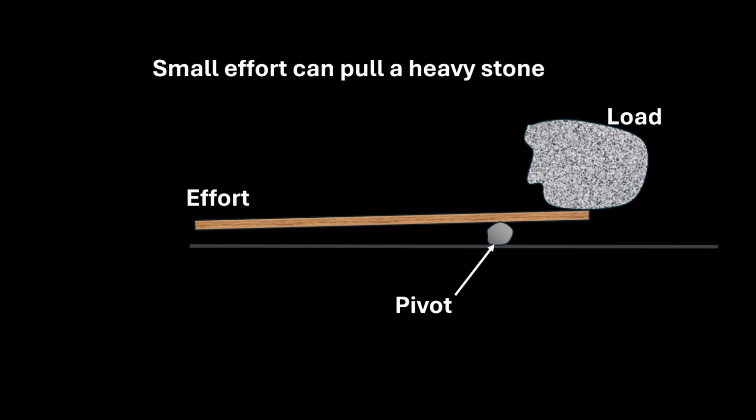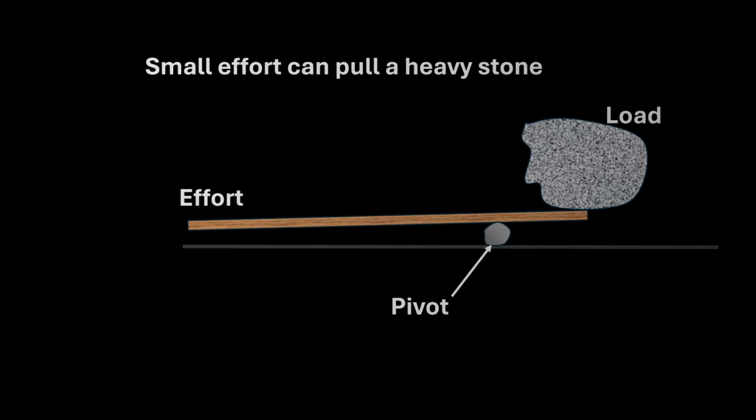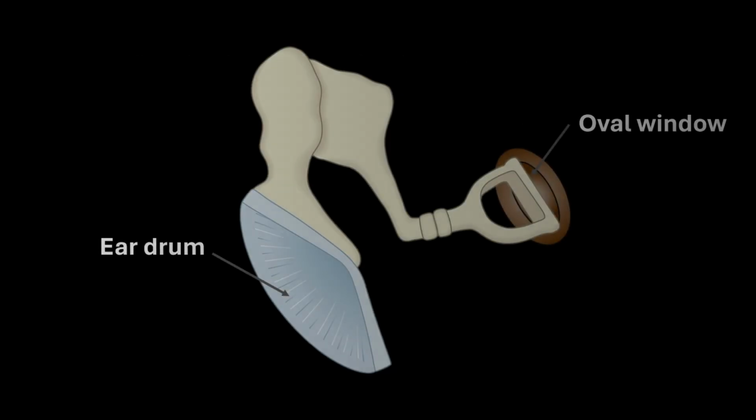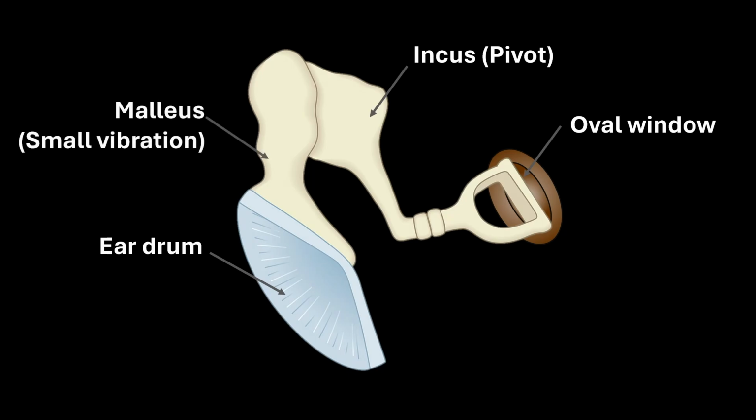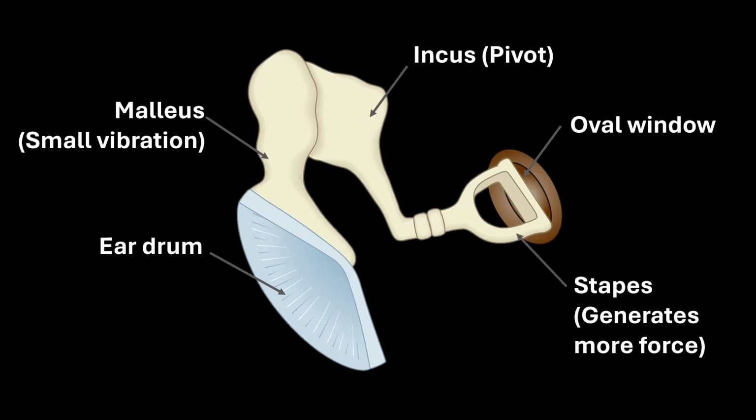Now let's relate this to the ear. Inside the middle ear, the three ossicles act in a similar way. The incus acts like a pivot. The malleus is attached to the eardrum and receives vibration. So it is like the effort, which moves more. The stapes, on the other hand, transmits the force to the inner ear. So it is like the load that moves less but generates more force.